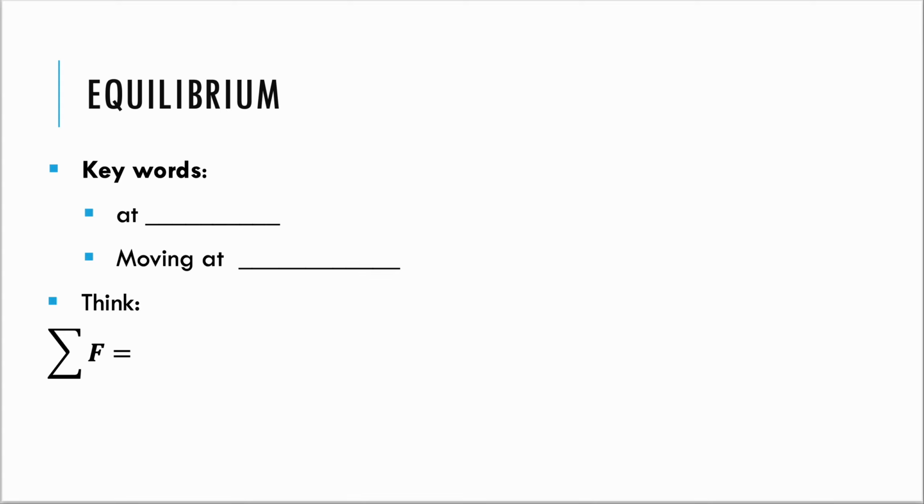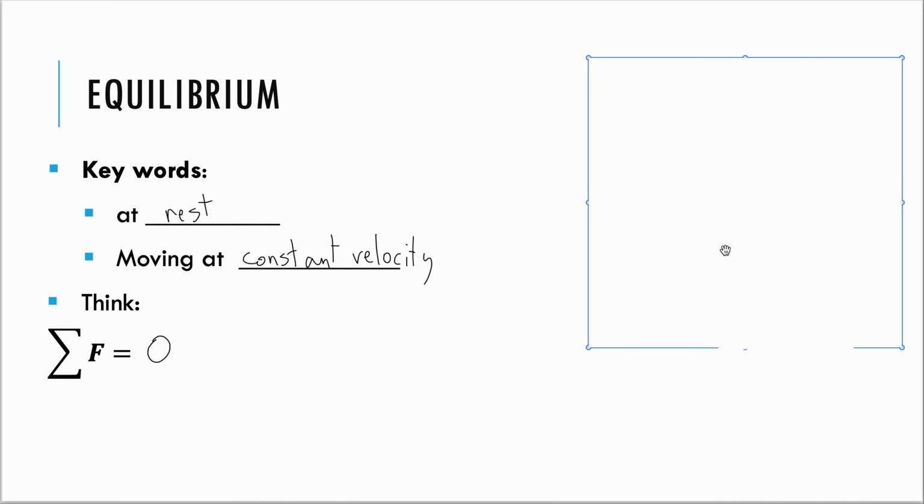You have to be able to recognize when you're in equilibrium. Keywords in a problem that tell you that you're in equilibrium is when you are at rest or moving at a constant velocity. When you see these keywords in a problem, you want to think equilibrium, and then you want to think the sum of all the forces is equal to 0. This is going to help you solve the problem.